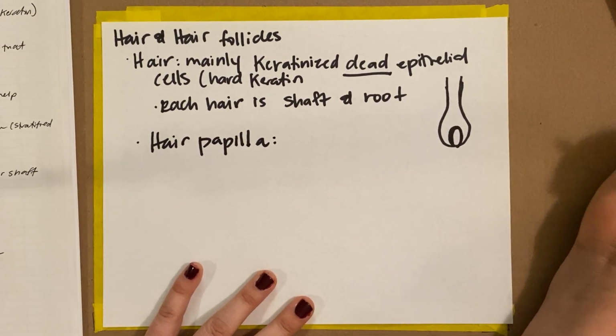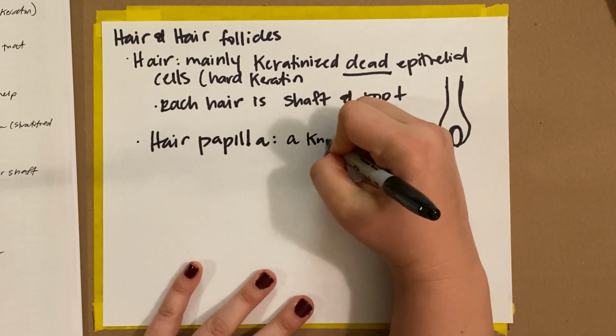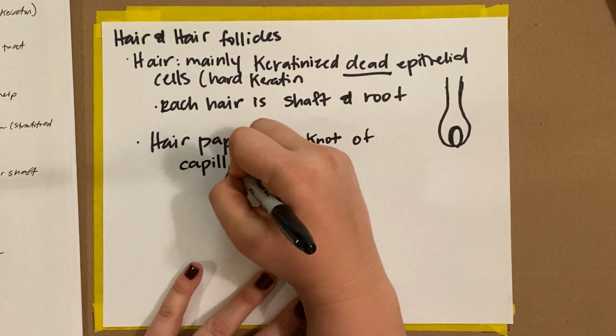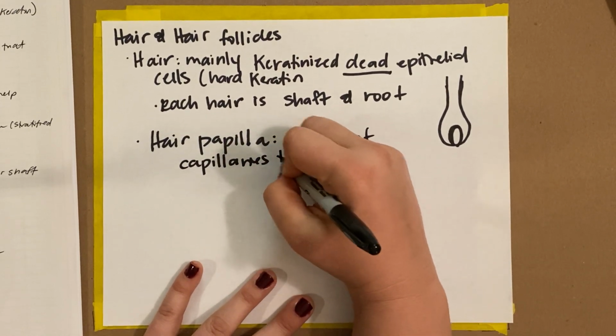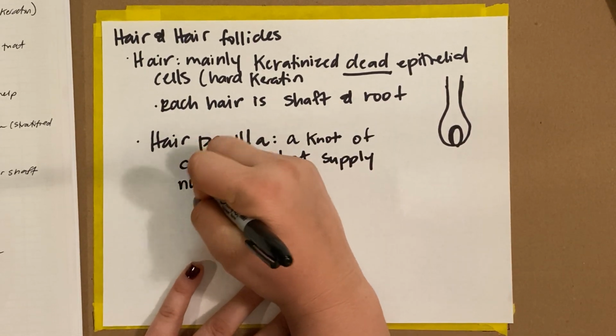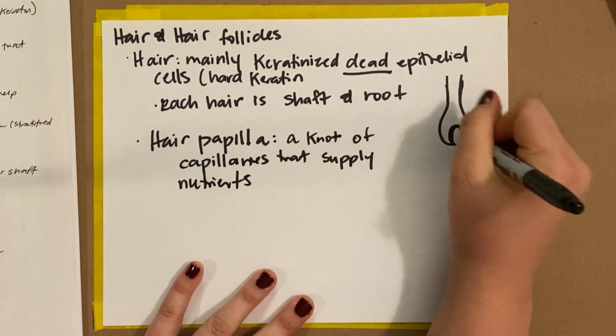And I'm going to show you a picture of this. It's going to be a knot of capillaries that supply nutrients to the growing hair.